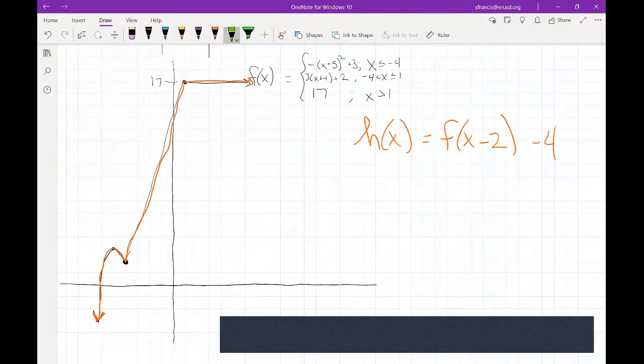Again, shift this graph 2 units to the right. So this corner right here up at 1, 17 is going to move 2 units to the right. So it's going to move over to 3, 17 and then 4 units down, 1, 2, 3, 4 and end up right here, which should be at 3, 13. And then the rest of the graph just continues in the same fashion, moving to the right indefinitely.